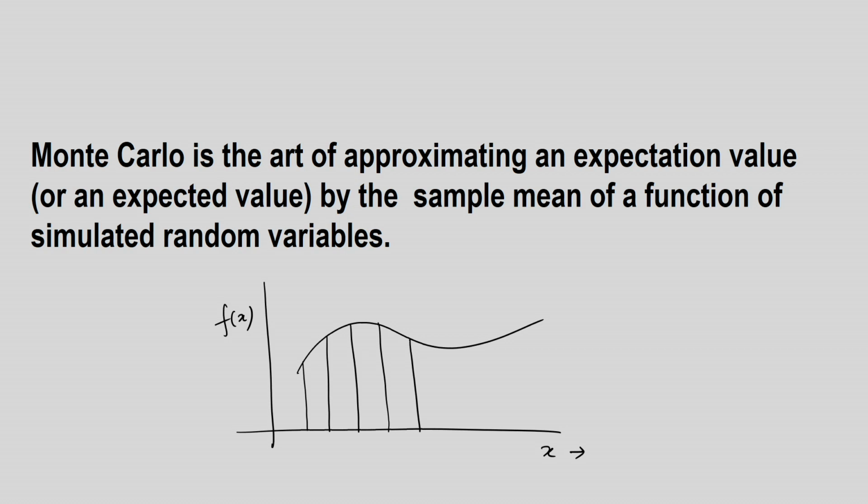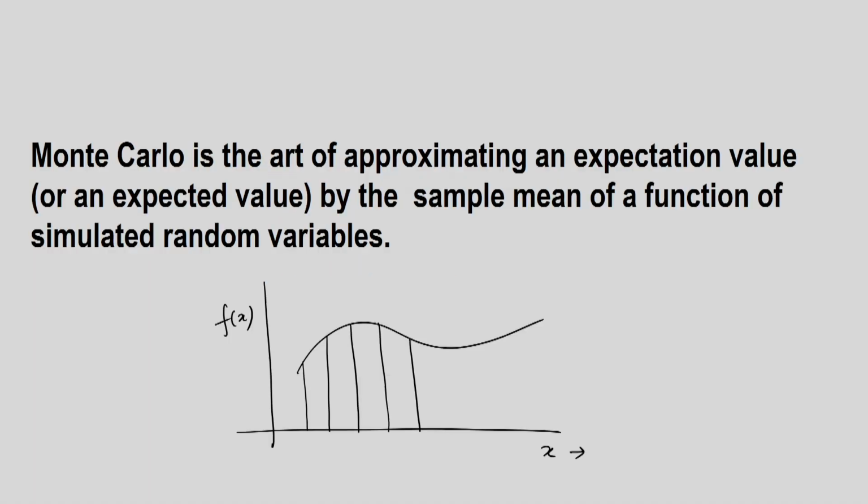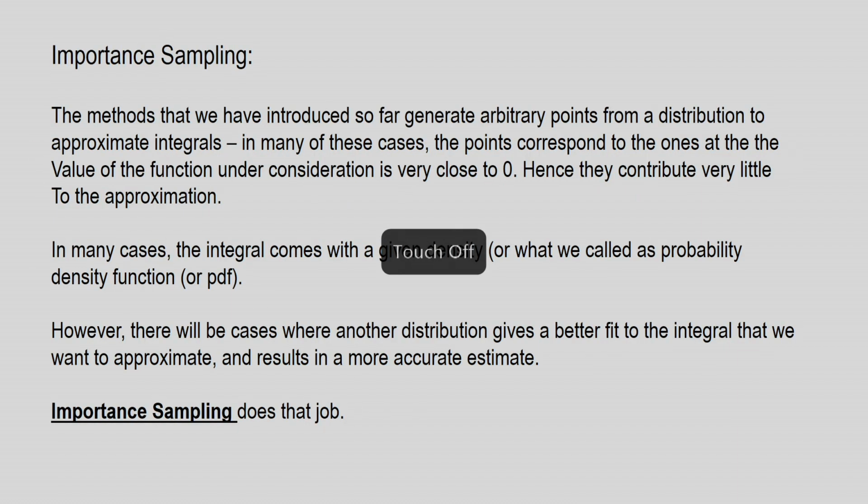So, these random points are taken from some distributions. It could be a uniform distribution, or it could be a Gaussian distribution or a normal distribution, and we calculate the value of the function at those points and take a mean of that, and that is the expected value, or rather the value of the integral. So, this is the main idea behind Monte Carlo. So, let us look at what importance sampling is. But before that, let us do another one.